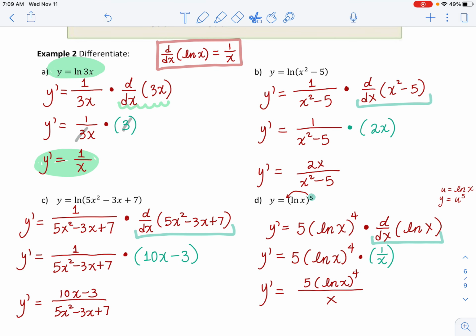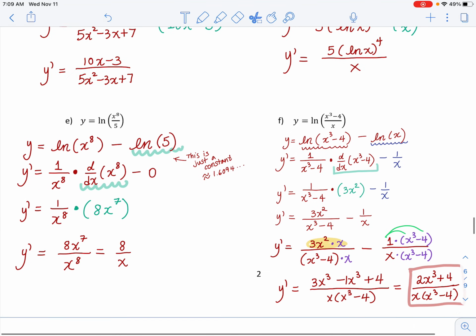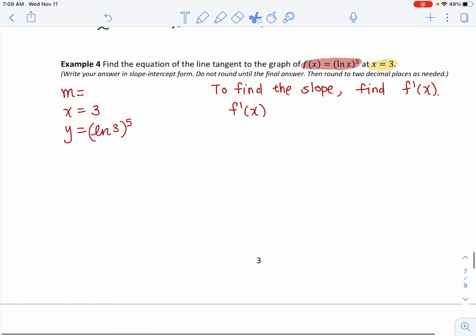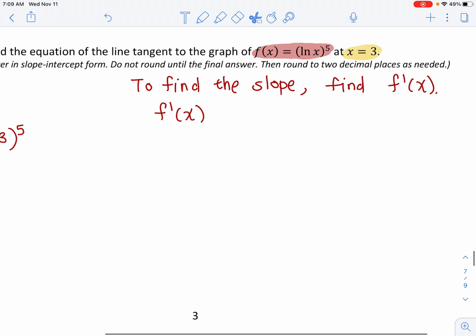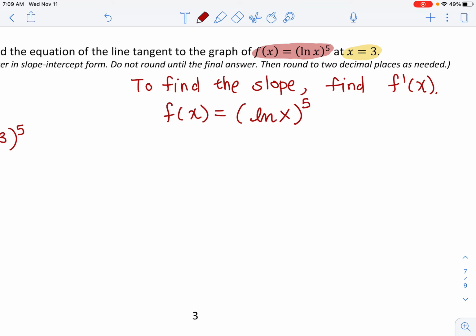Well, let's do that again one more time, just for a good review, okay? So down here, I am trying to find the derivative of this function. Let me write down the function. F of x is natural log of x, and that's getting raised to the 5th power, right? So we have to use the chain rule. The outside function is that, the inside function is getting raised to the 5th power.